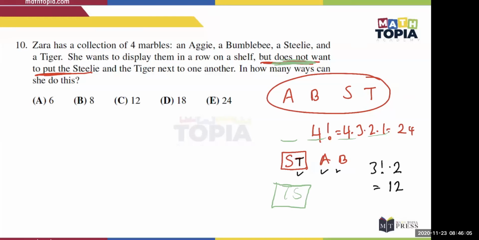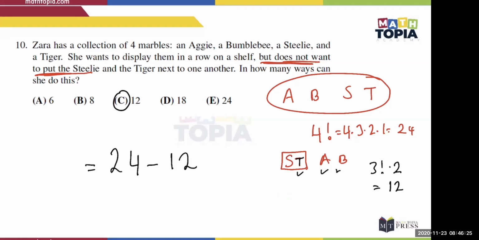S and T together is 12. And how do we complement this one? 24 minus 12, which is also 12. In this case it's a coincidence that it's also 12, but it's a good complementary counting problem. Yeah, good example. Thank you.